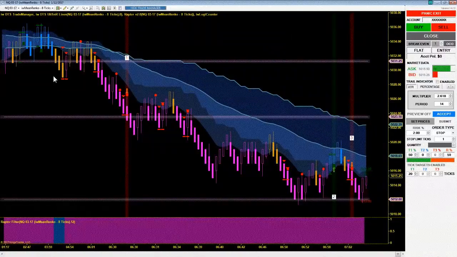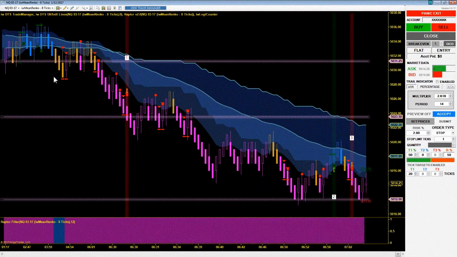Now, the whole Raptor package doesn't just include the high probability signals. It also includes things like the trade manager, the mean Renko bars, the LogiCounter, and my personal favorite, the ultimate support and resistance suite. So we're going to take a few minutes and take a look at each of these other components. Let's start with the mean Renko bars.